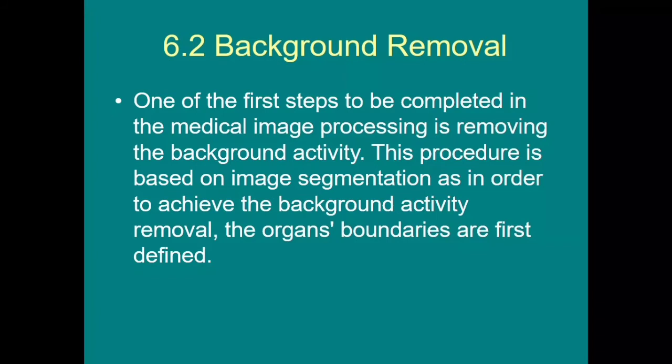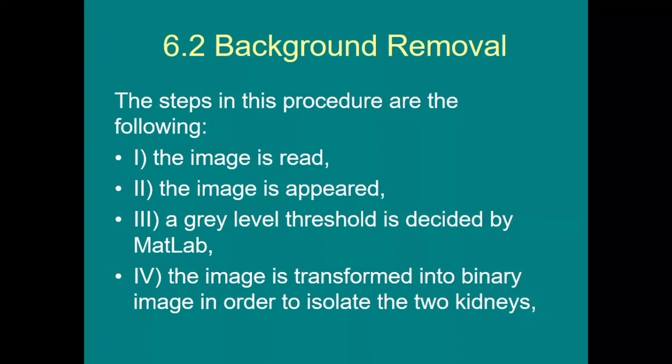Background activity removal. One of the first steps to be completed in medical image processing is removing the background activity. This procedure is based on image segmentation, as in order to achieve the background activity removal, the organ's boundaries are first defined. The steps in this procedure are the following. First, the image is read. Second, the image is displayed. Third, a gray level threshold is decided by MATLAB. Fourth, the image is transformed into a binary image in order to isolate the two kidneys.